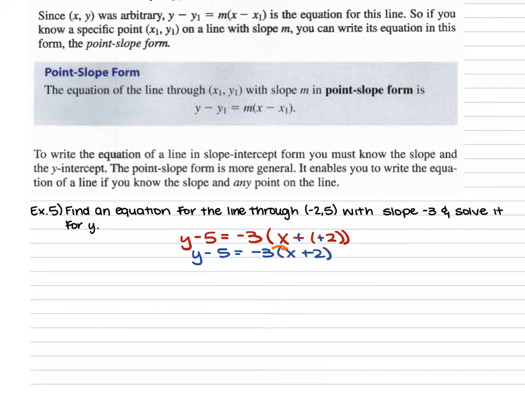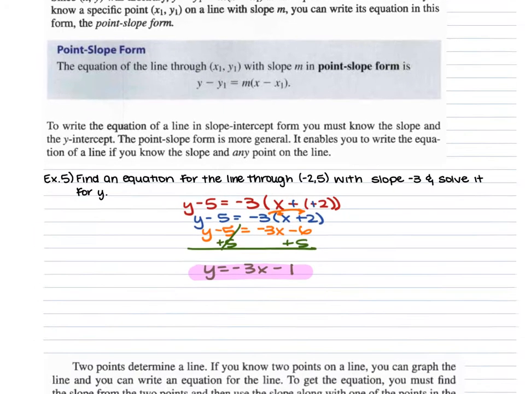We're going to distribute that -3 because, again, we have to solve for y now. So it's going to be y minus 5 is equal to -3x minus 6, and then we just add that 5 to each side, and we're left with y is equal to -3x minus 1. So this now is in slope-intercept form. So we used point-slope form to form our equation of that line and then rewrote it as slope-intercept form.